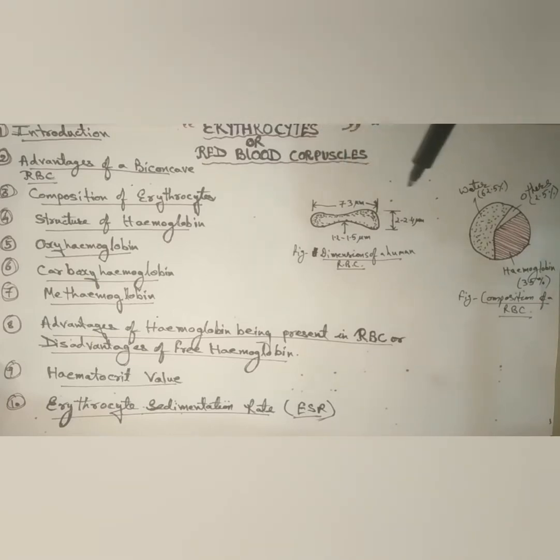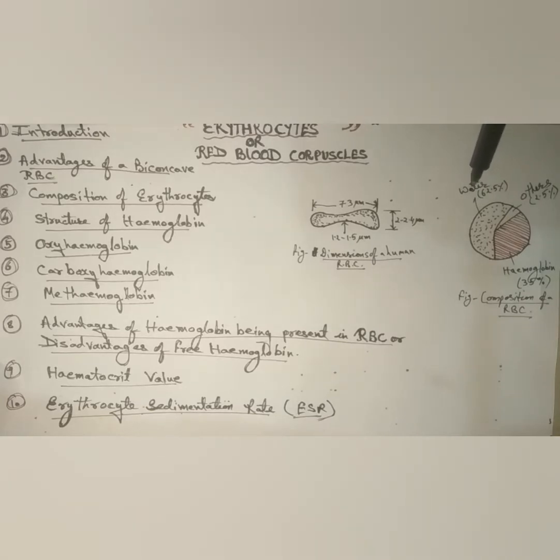The diameter of RBC is about 6.5 to 8.8 microns, average 7.3 micrometers, and the thickness at the periphery is 2 to 2.4 micrometers, and at the center is 1.2 to 1.5 micrometers. The surface area of RBC is 140 square microns and the volume is 78 to 94 cubic microns.